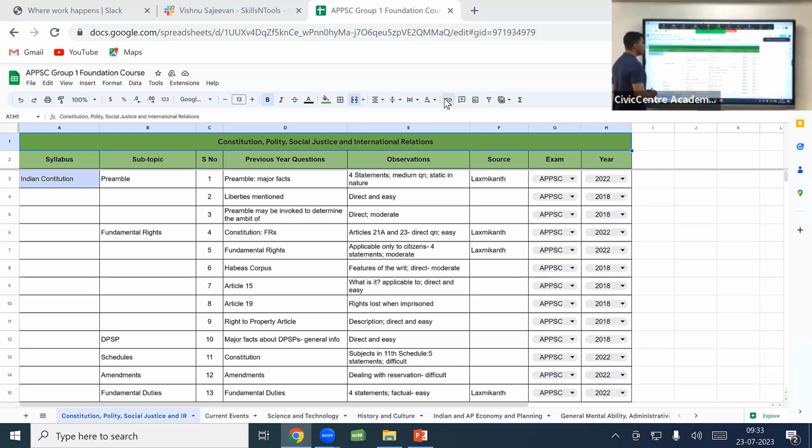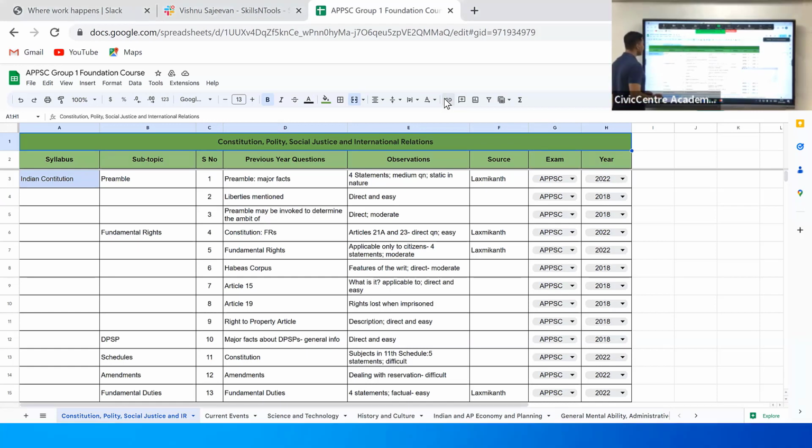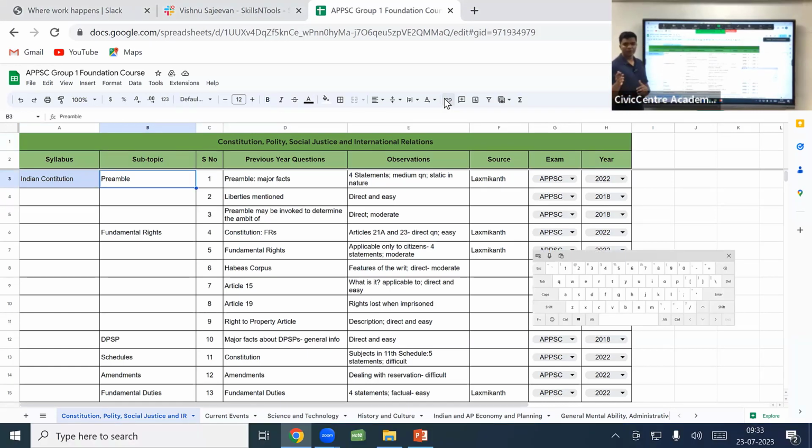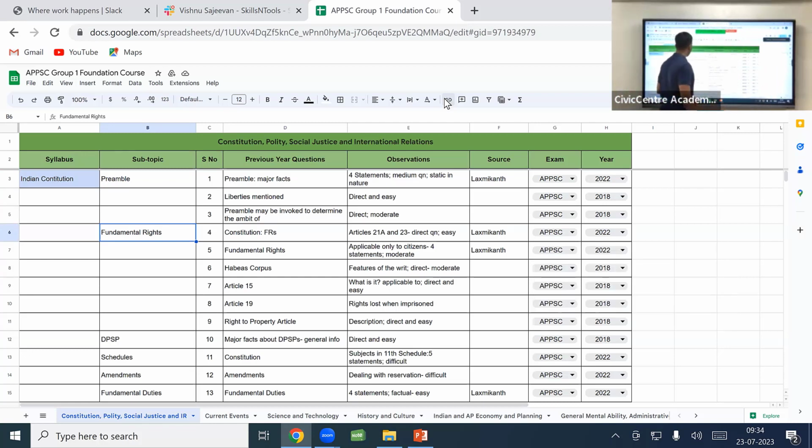So coming to polity, if you see, we have segregated based on the syllabus. The syllabus has 4 or 5 major parts. One is Indian Constitution, then it has constitutional authorities, then coming down it has rights issues, then coming further down it has India's foreign relations, international news. So within Indian Constitution, they have given the preamble, fundamental rights, DPSPs. Within that, we will see what all questions have been asked. We will not be seeing each and every question. This is just an analysis.